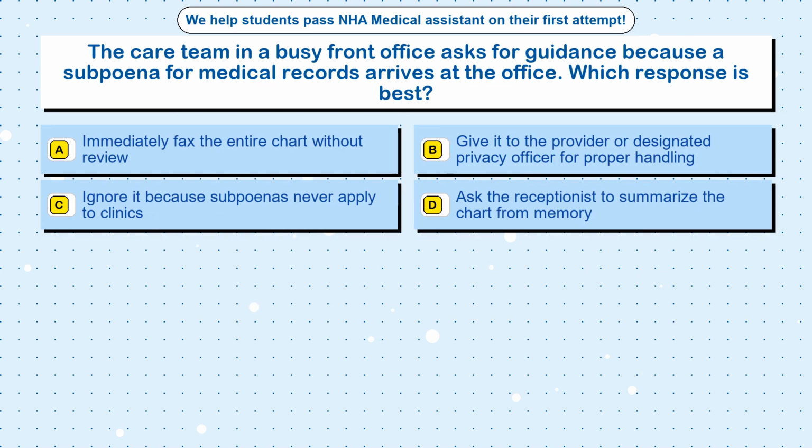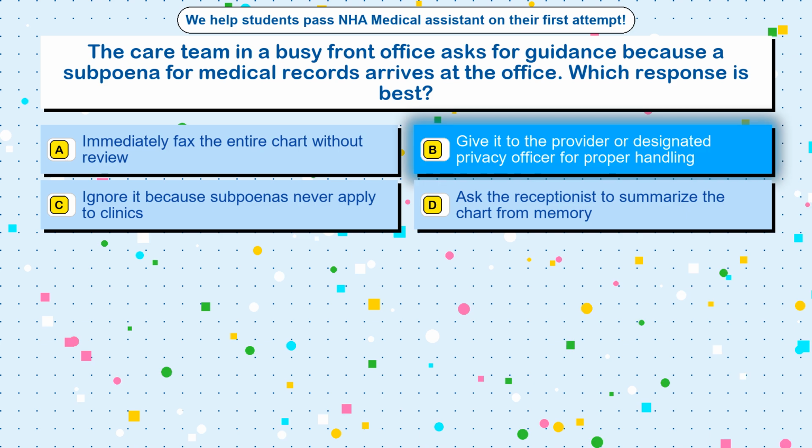Question 35. The care team in a busy front office asks for guidance because a subpoena for medical records arrives at the office. Which response is best? Option A. Immediately fax the entire chart without review. Option B. Give it to the provider or designated privacy officer for proper handling. Option C. Ignore it because subpoenas never apply to clinics. Option D. Ask the receptionist to summarize the chart from memory. The correct answer is option B. Give it to the provider or designated privacy officer for proper handling.